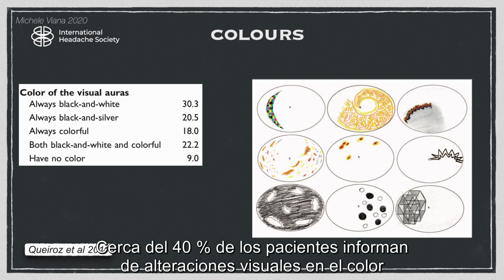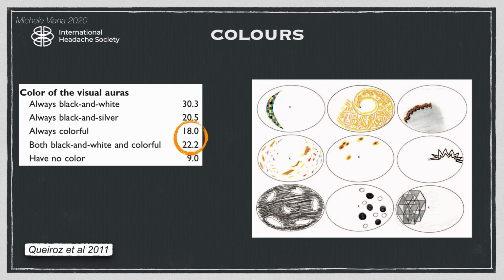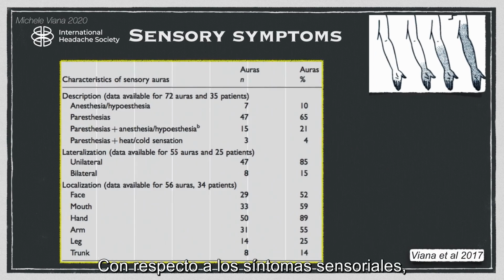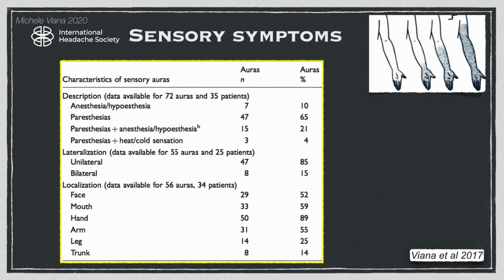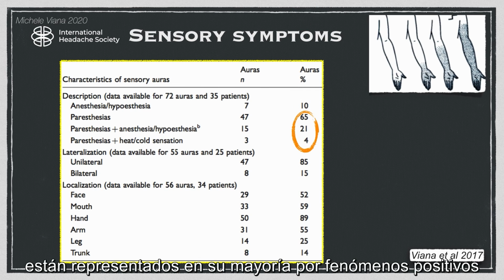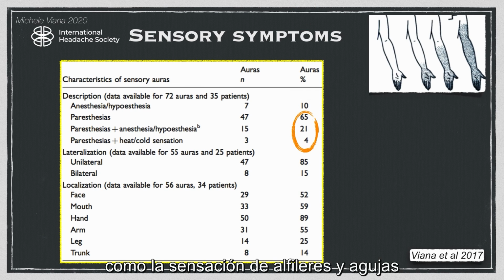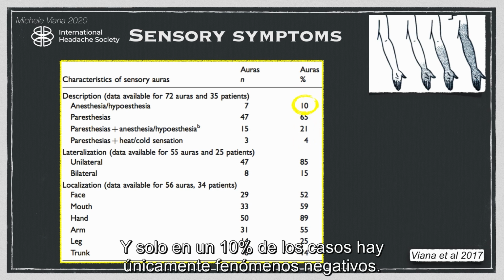Colors. About 40% of patients report colored visual disturbances in at least a part of the attack. With respect to sensory symptoms, they are mostly represented by positive phenomena such as pins and needles sensation with or without negative ones, and only in 10% of cases there are uniquely negative phenomena.